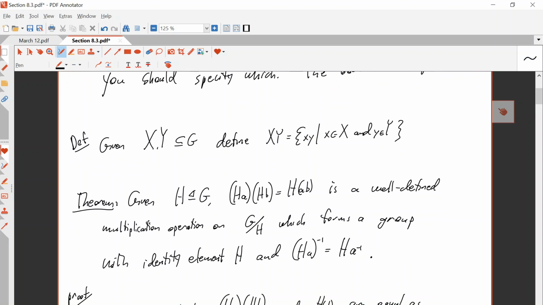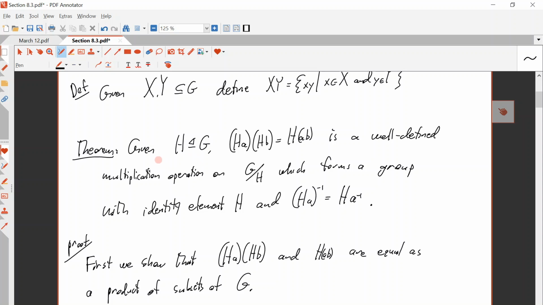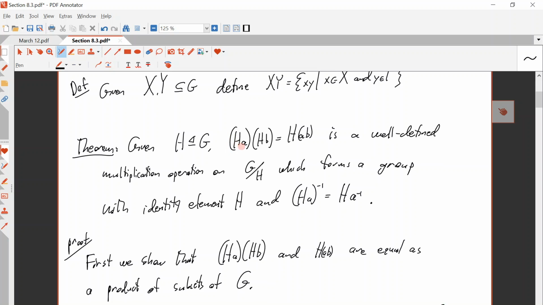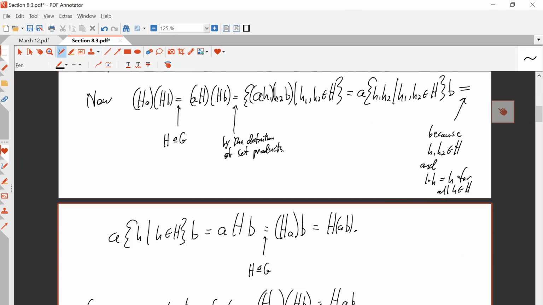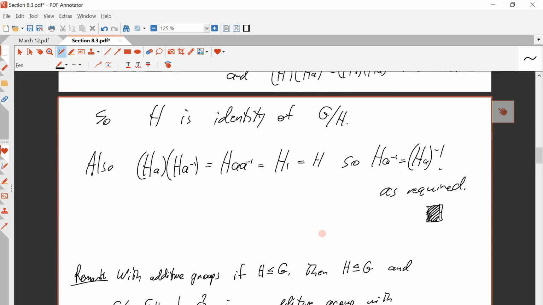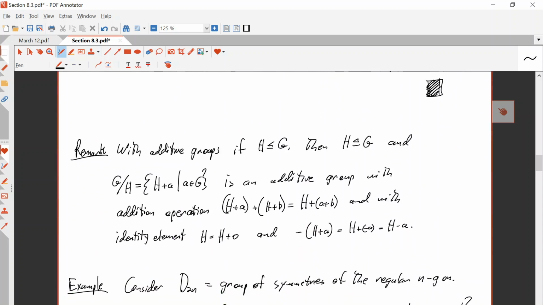All right. So we went over this theorem before, so I'll just say it again quickly. Given that H is a normal subgroup of G, this operation, coset Ha times coset Hb equals coset Hab, is a well-defined multiplication operation on G mod H, which forms a group with identity element H, and the inverse of coset Ha is the coset for a inverse. So we went over a proof for that, and it's just a bit of a slog, but it all works out.